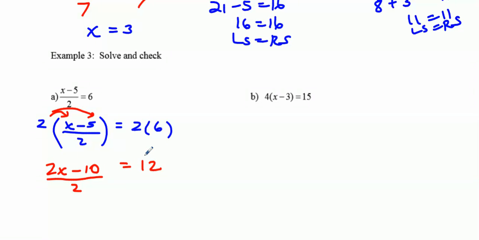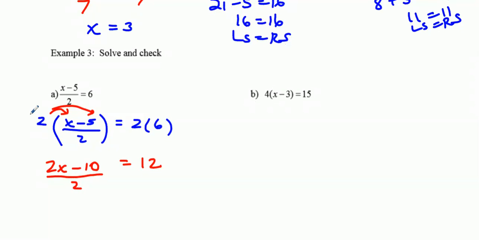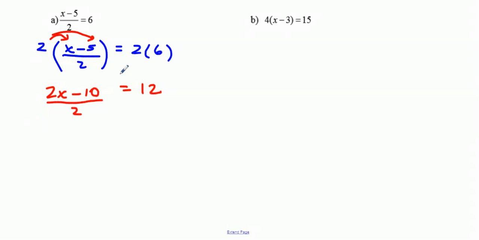I don't know why I just did that all in red, but anyway. And then you could take this and say, okay, well, the 2 is being divided into both terms of that binomial. So I could rewrite this as 2x over 2 minus 10 over 2 equals 12. 2x divided by 2 is just x. 2 divided by 2 is 1, remember. Minus 10 over 2 is 5. And this is equal to 12.